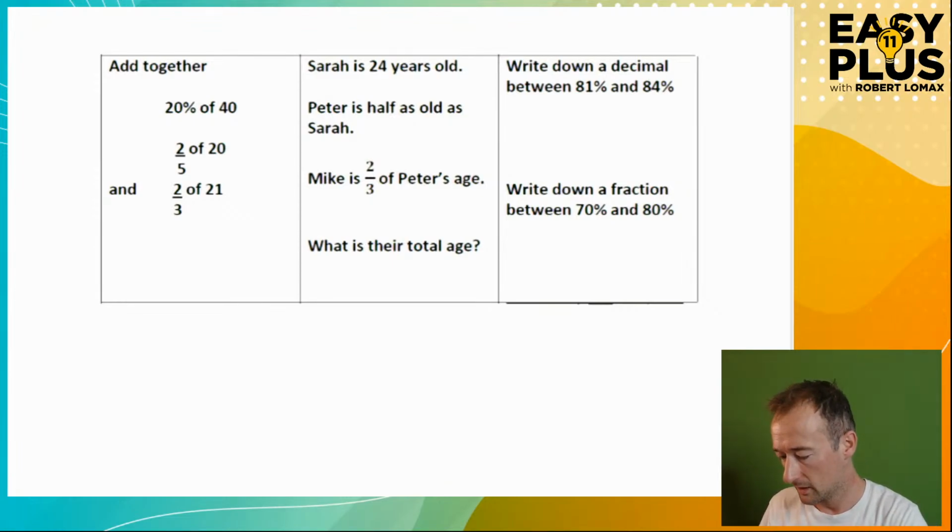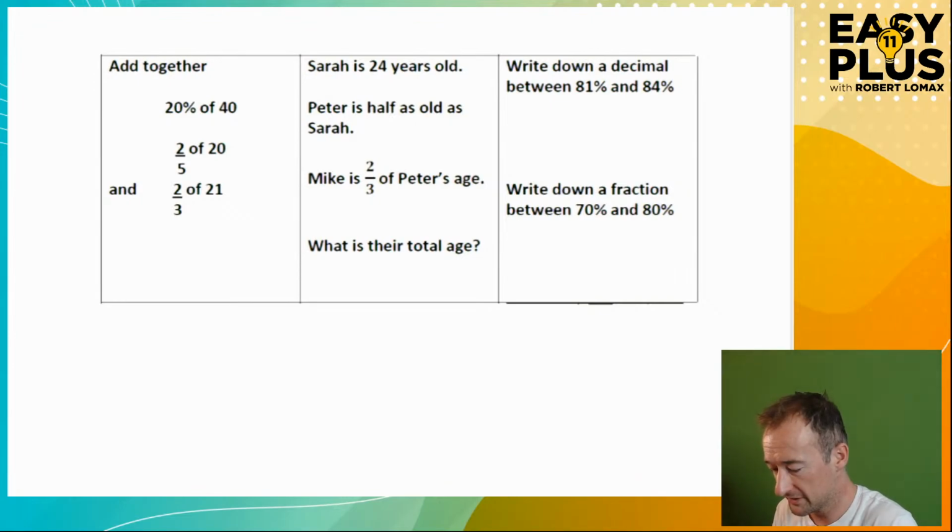Add together 20% of 40 and 2/5 of 20 and 2/3 of 21. Okay, what's 20% of 40? So there's more than one way of doing this. It may be obvious to you. I'm just going to take this moment to recap a few methods of doing this.